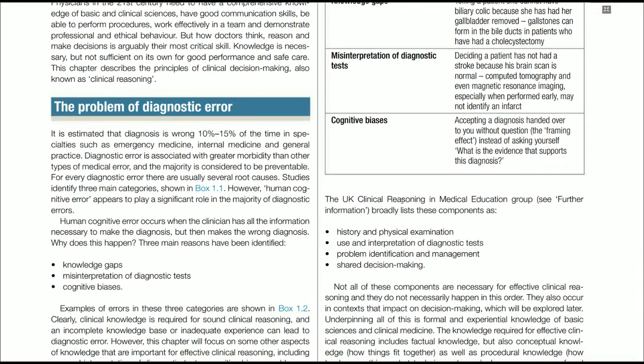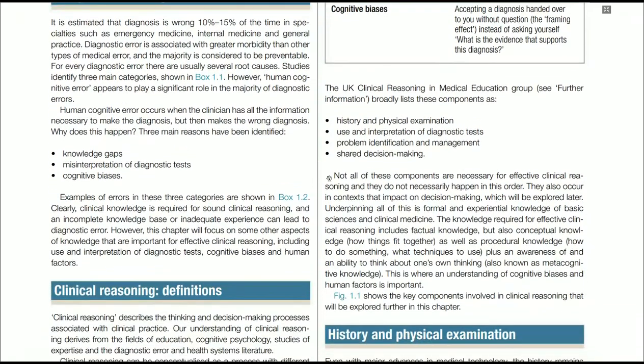The UK Clinical Reasoning in Medical Education group, see further information, broadly list these components as history and physical examination, use and interpretation of diagnostic tests, problem identification and management, and shared decision making. Not all of these components are necessary for effective clinical reasoning, and they do not necessarily happen in this order. They also occur in contexts that impact on decision making, which will be explored later.